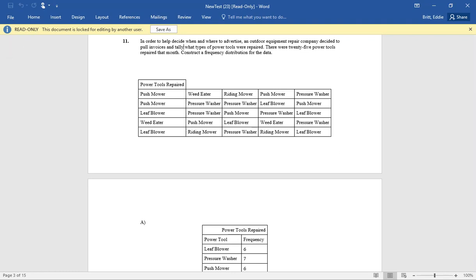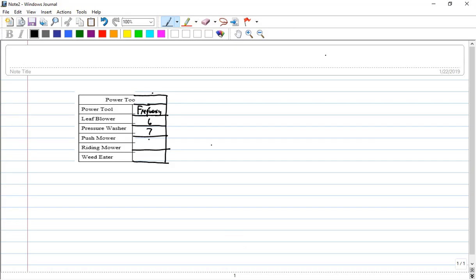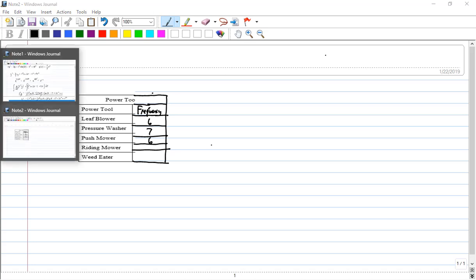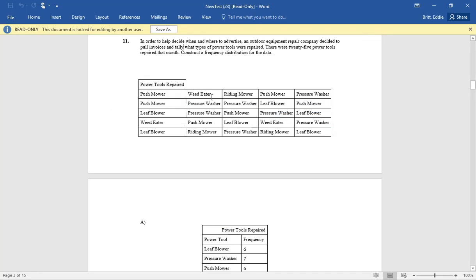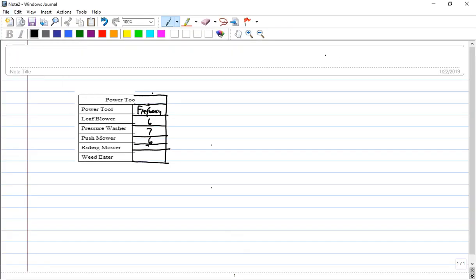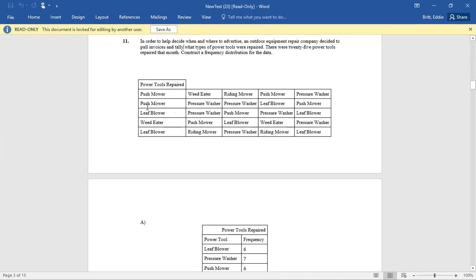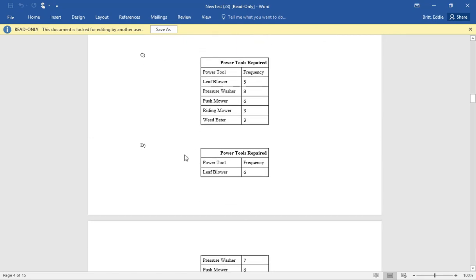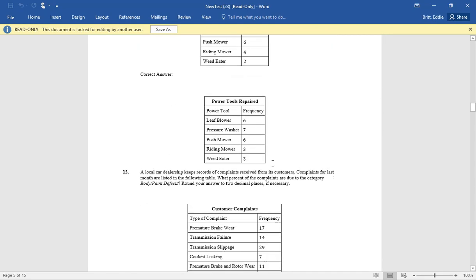Counted 6. Riding mowers. Three? Is that what you got? And what about weed eaters? Was it 3? Okay. So you just look for the answer that has that. I mean, it's not very complex at all. Just look for which one of these has those exact numbers.